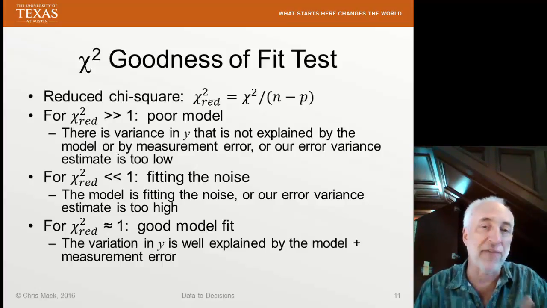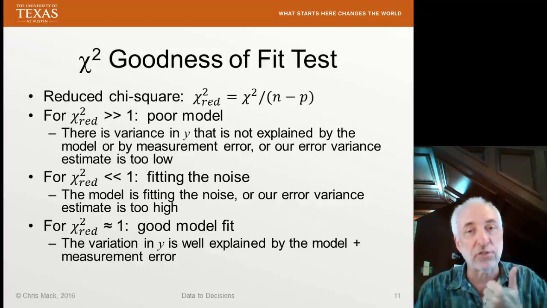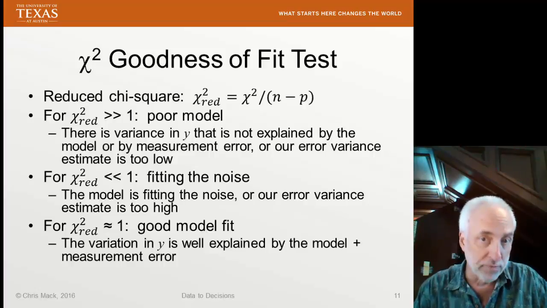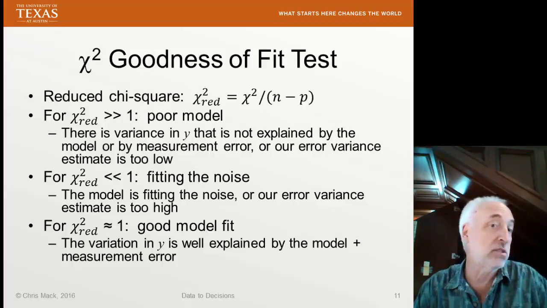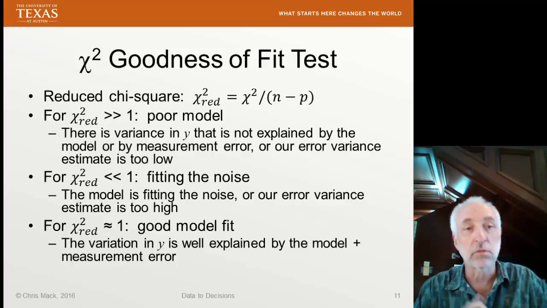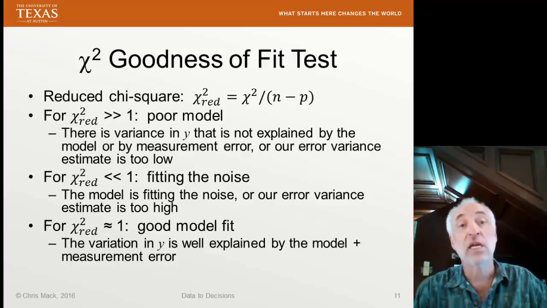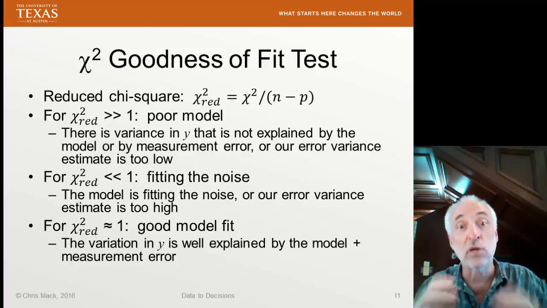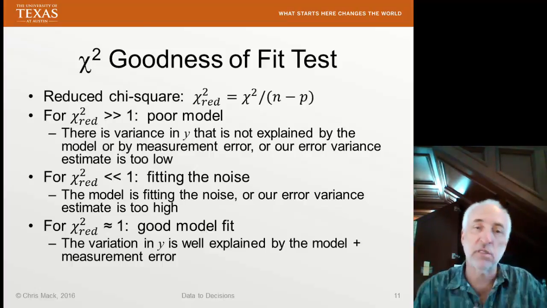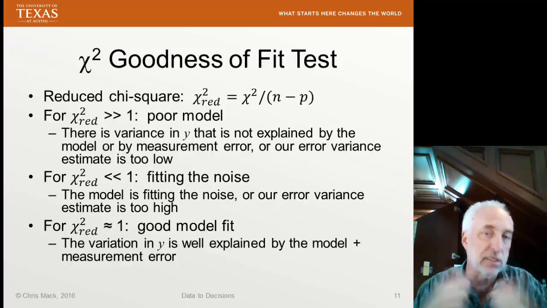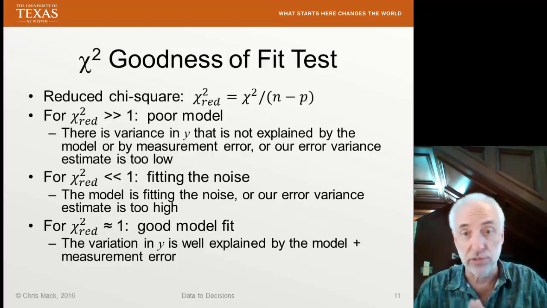Either we don't have the right model, we have missing regressors, or we have the wrong model form. In other words, we have equation error, or we've done a bad job of estimating the error variance. That estimate is too low. On the other hand, if the reduced chi-square is much less than 1, then we're fitting the noise. We have a model with too many parameters, and we're able to fit the noise.